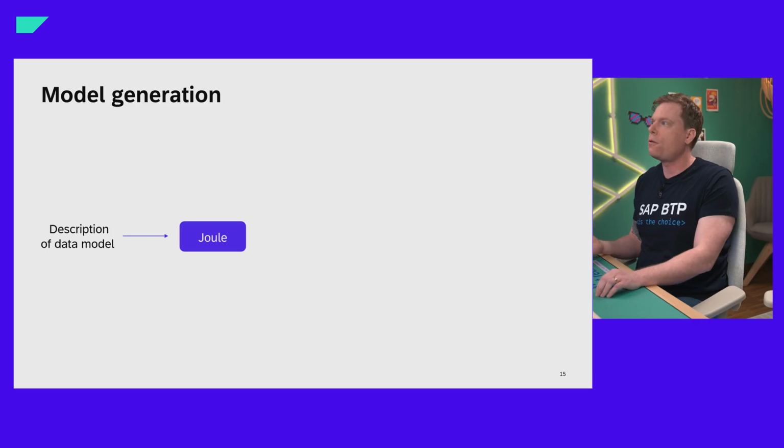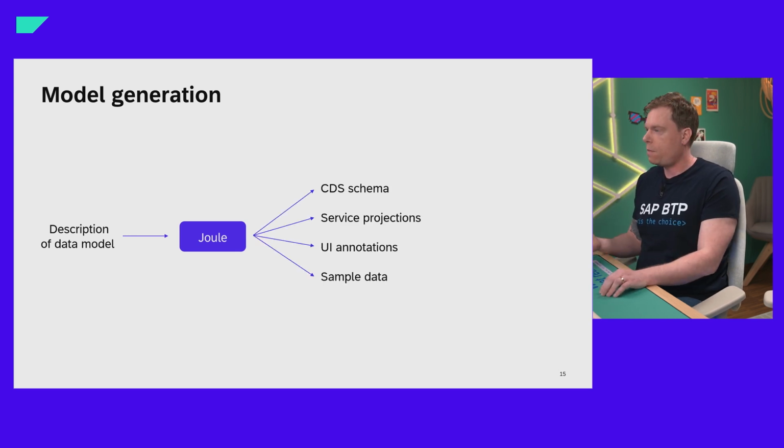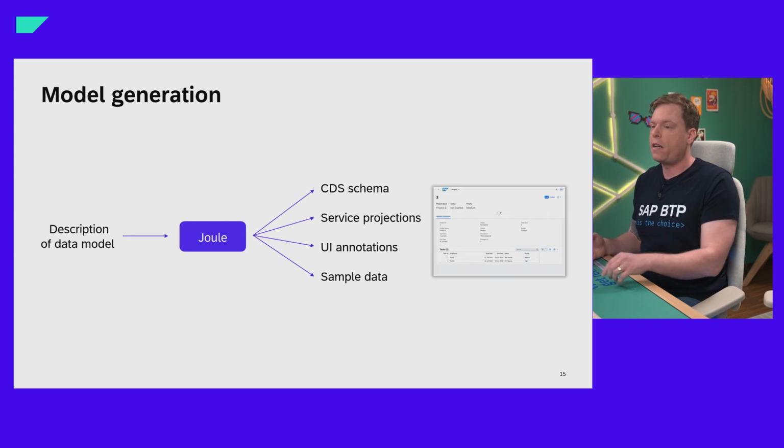Now, introducing Joule, or one functionality of Joule. What it allows you to do is to provide a description of your data model, and then Joule will automatically generate various CDS and CAP artifacts, for example, the CDS schema, service projections, UI annotations, and even sample data. So in the end, you have a running Fiori Elements application without writing any code, just the description of a data model.